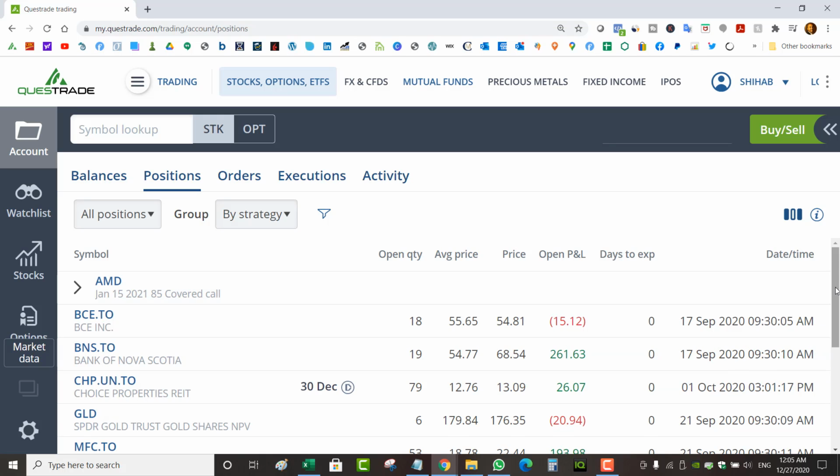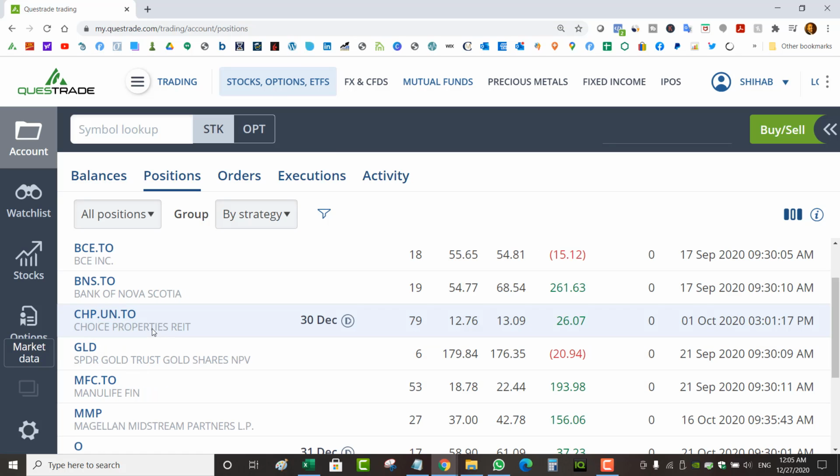So the rest of my positions are dividend stocks. I've got Bell, Bank of Nova Scotia, Choice Properties. I've got gold, which is not a dividend stock.